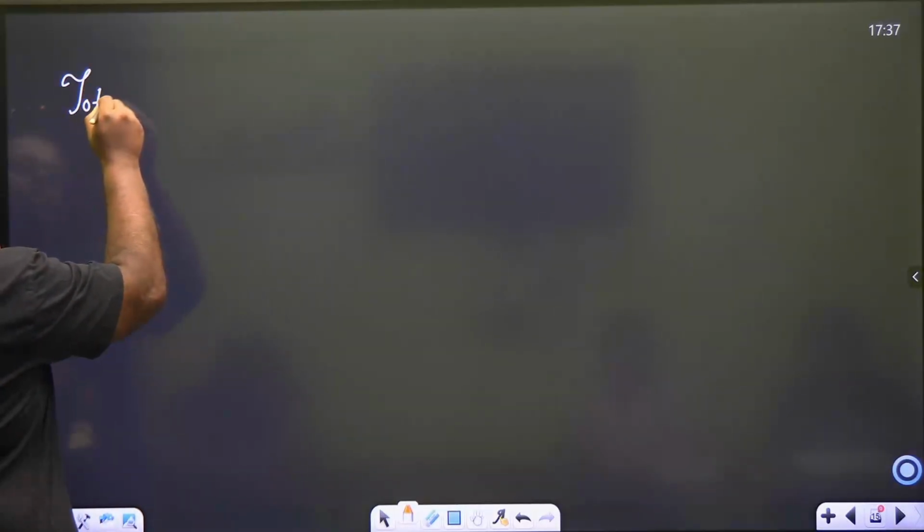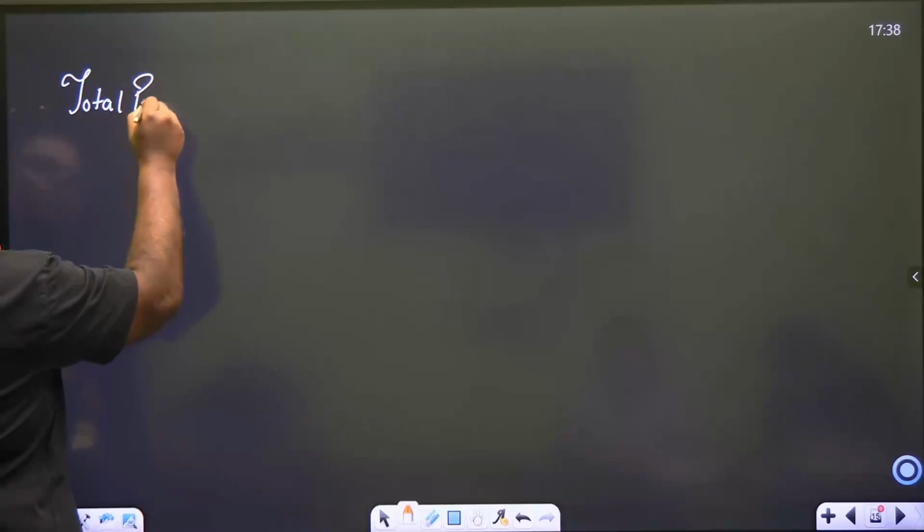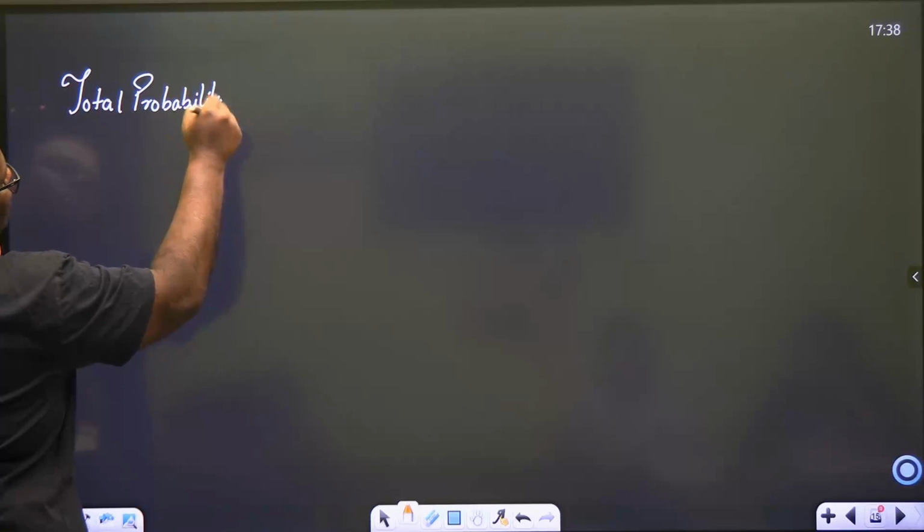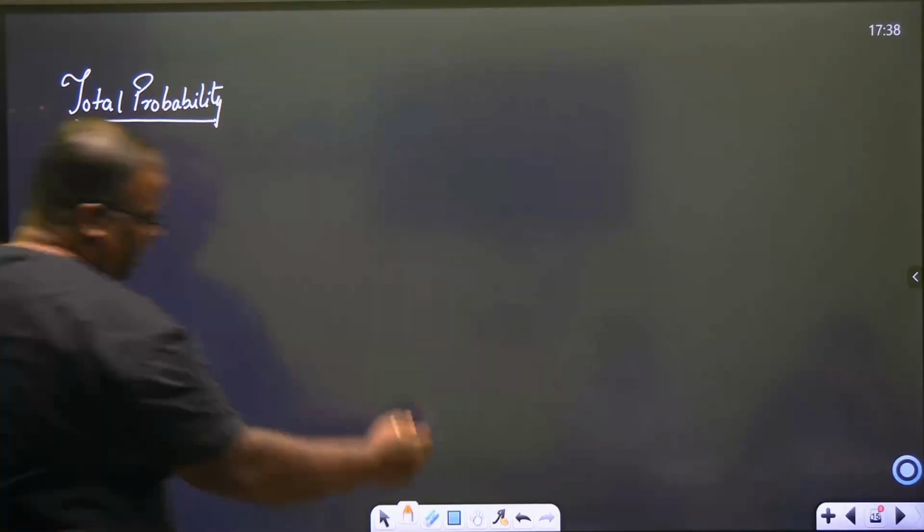First we will do the theorem of total probability. Okay, it is logical, try to understand. Total probability. One diagram I will draw and everything will become clear just by one diagram.